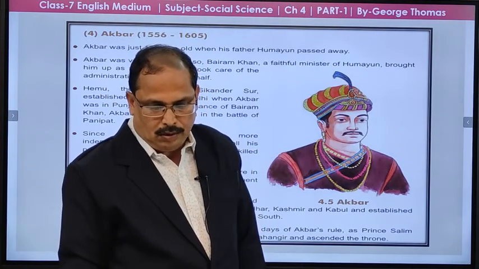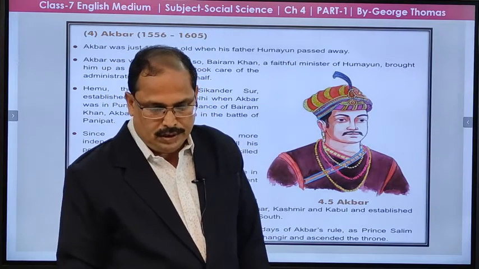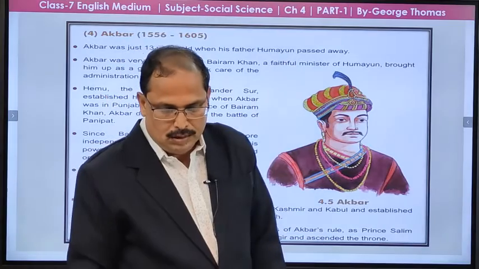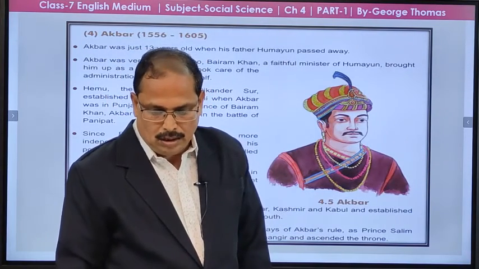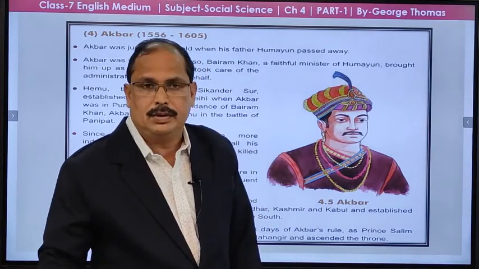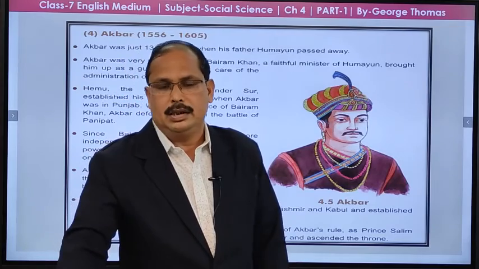There was a lot of disorder during the last days of Akbar, as one of his sons, Prince Salim, revolted against him. Salim adopted the name Jahangir. He ascended the throne. After Akbar, the next ruler of the Mughal dynasty was Jahangir. About Jahangir, we will be learning in the next class.